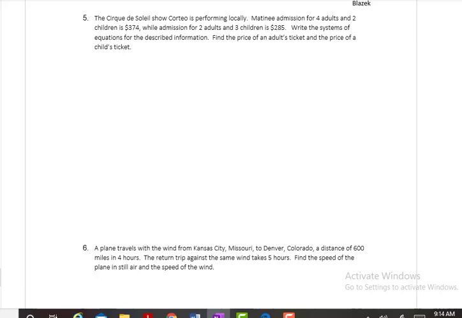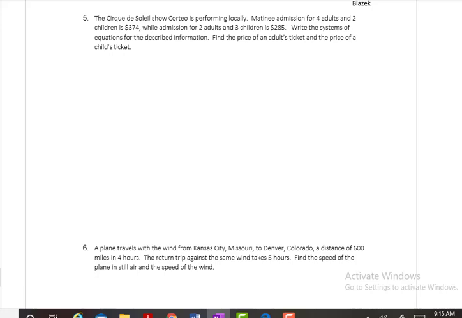The Cirque du Soleil show Corteo is performing locally. Matinee admission for 4 adults and 2 children is $374, while admission for 2 adults and 3 children is $285. Write the system of equations for the described information. Find the price of an adult's ticket and the price of a child's ticket.